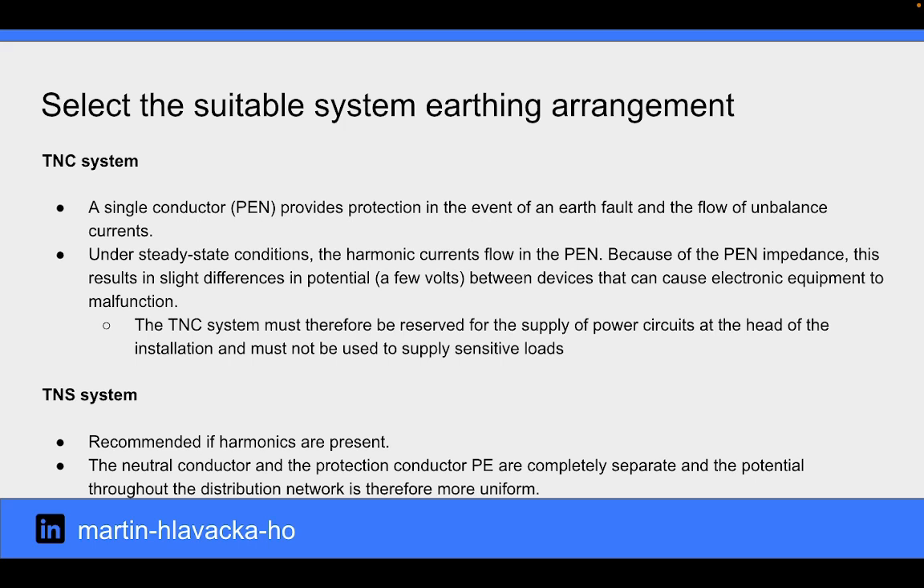The TNS system is recommended if harmonics are present. The neutral conductor and the PE protective conductor are completely separate, and therefore the potential throughout the distribution network is more uniform.